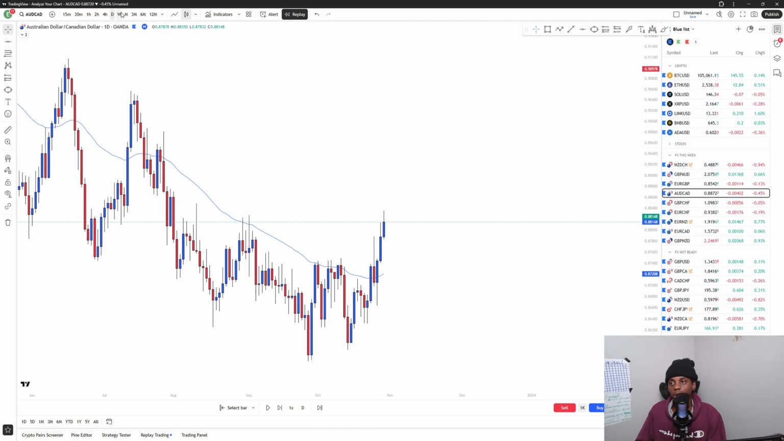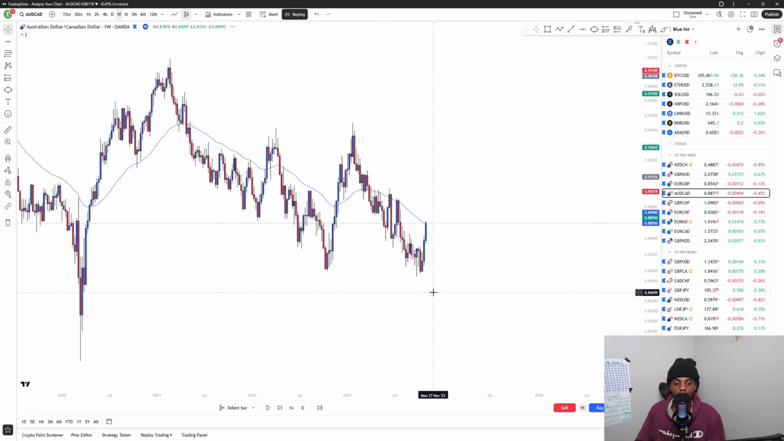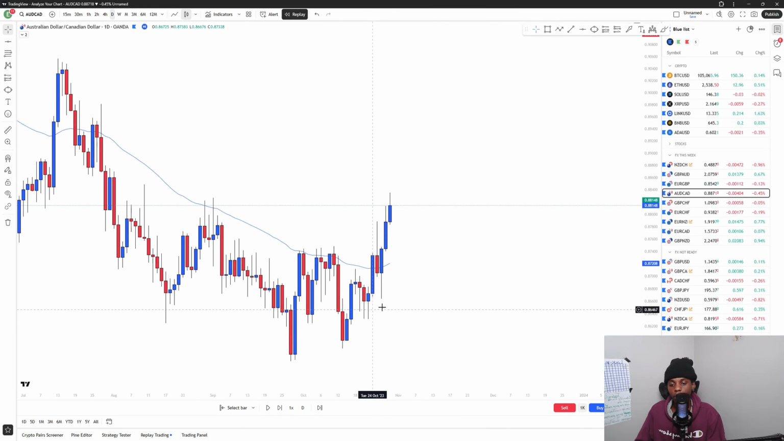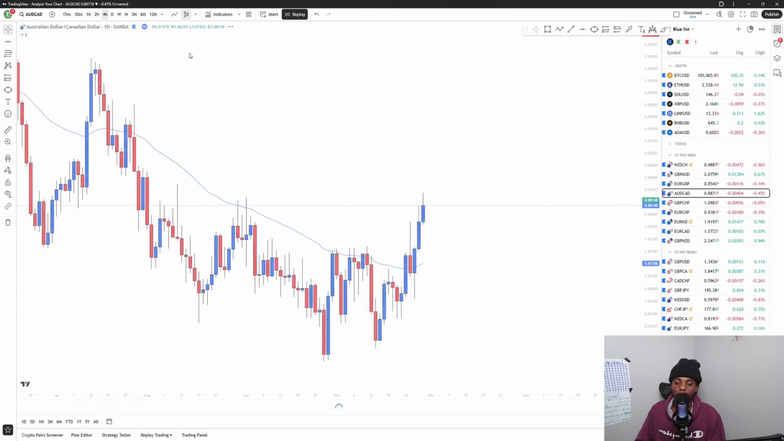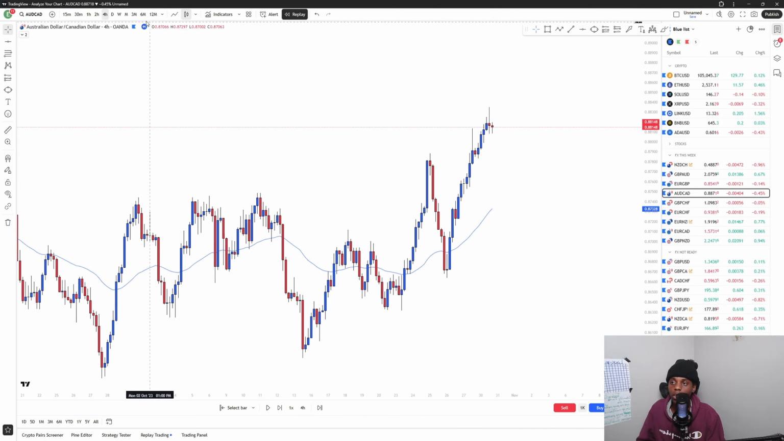AUDCAD weekly time frame is bullish. Daily time frame also bullish. 4 hour bullish. All the time frames are going up, so we can look for buys. This pair don't look that bad. Let's identify areas of interest.